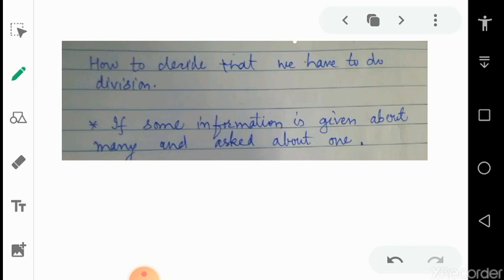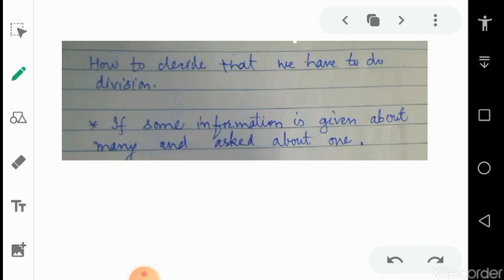So the condition is, actually all these things depend on the language of the question. The point is, if some information is given about many and asked about one, we do division. As in multiplication in the previous topic I told you, if some information is given about one and asked about many, we multiply. But this is the opposite situation.